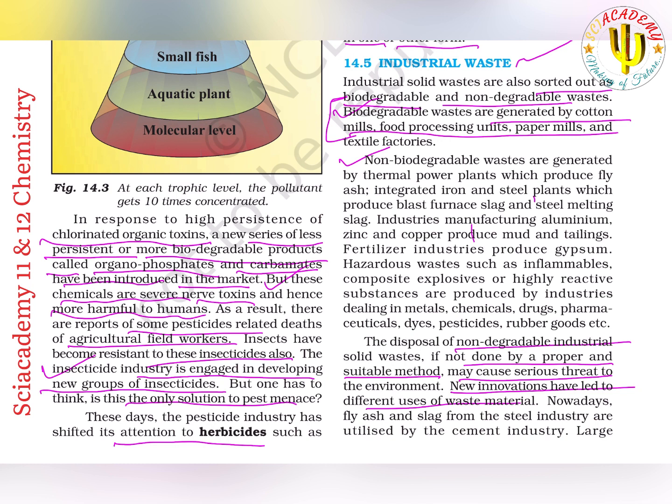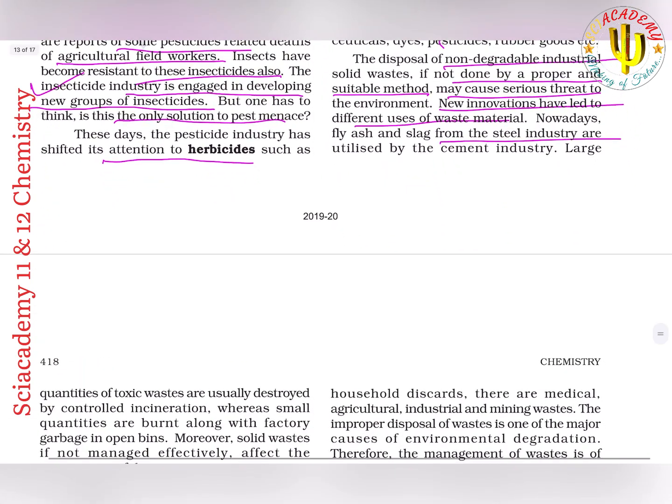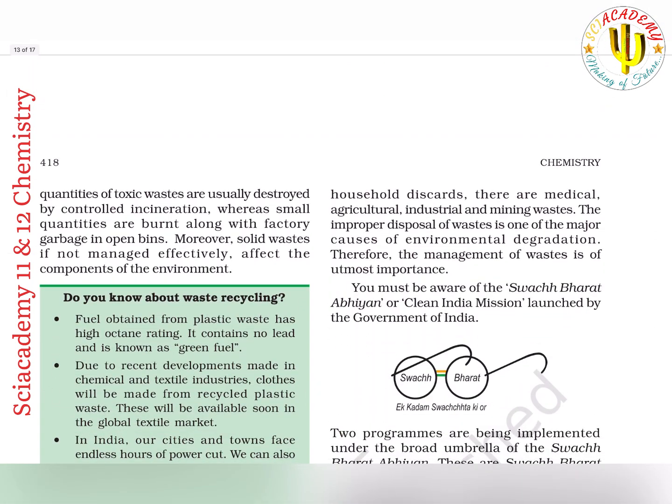Nowadays, fly ash and slag from the steel industry are utilized by the cement industry. Large quantities of toxic wastes are usually destroyed by controlled incineration, whereas small quantities are burnt along with the factory garbage in open bins. Moreover, solid waste, if not managed effectively, affects the components of the environment.